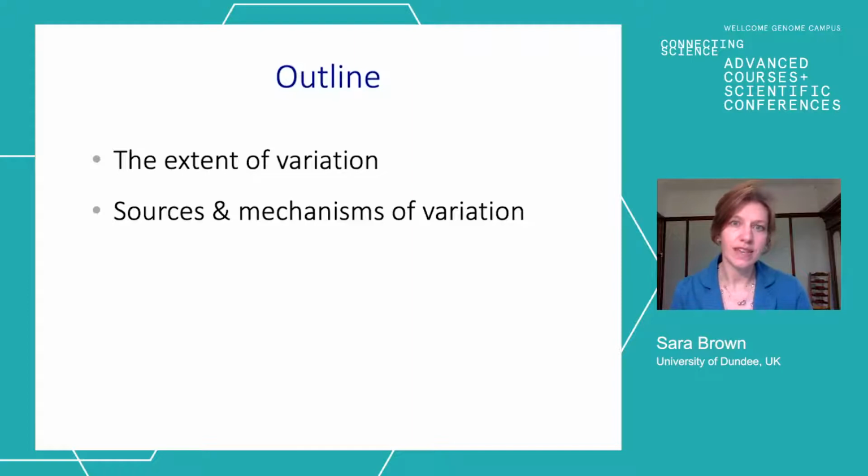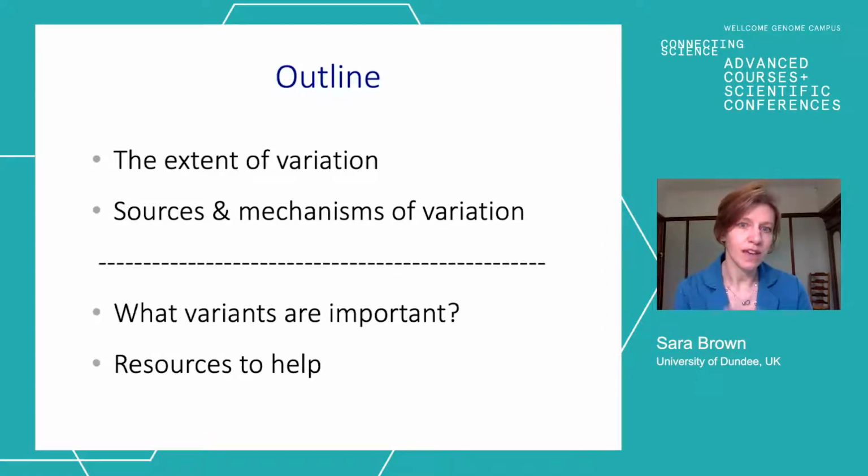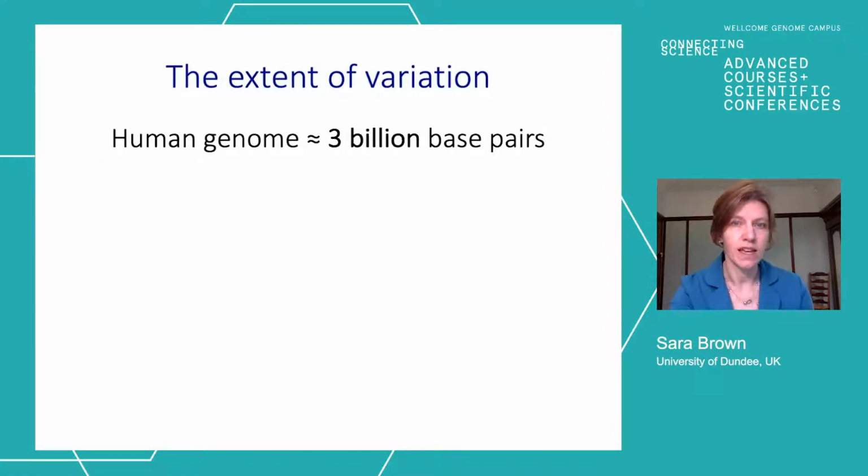So we're going to learn about the extent of variation, as well as different sources and mechanisms of variation. And then in my second short talk, I'm going to cover what variants are important, how do we find out which variants are important, and what resources are available to help us with these questions. And both these talks really build on the pre-course talks that were given by Andrew Reed and Hans Hennies. So if you haven't had a chance to look at those just yet, I would really encourage you to do so.